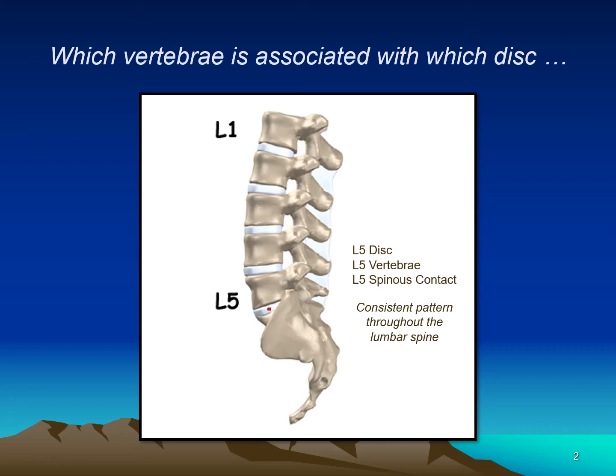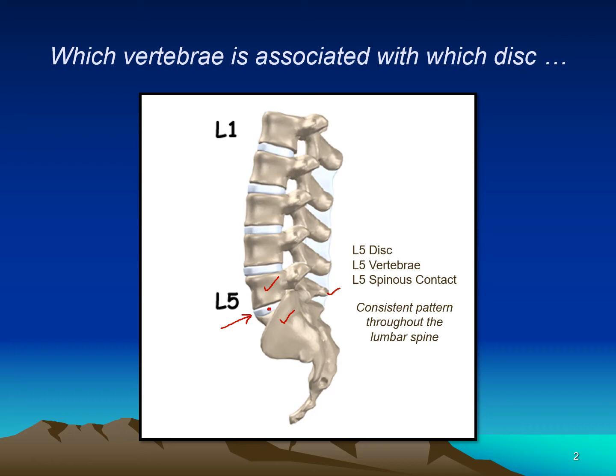If they have an L5 disc, in order to create decompression between the L5 vertebrae, and in this case the sacrum, we would have to get on the L5 spinous process, and that would create decompression to the L5 disc. That pattern is consistent throughout the spine. Once you find the disc level, you know which vertebrae to get on.